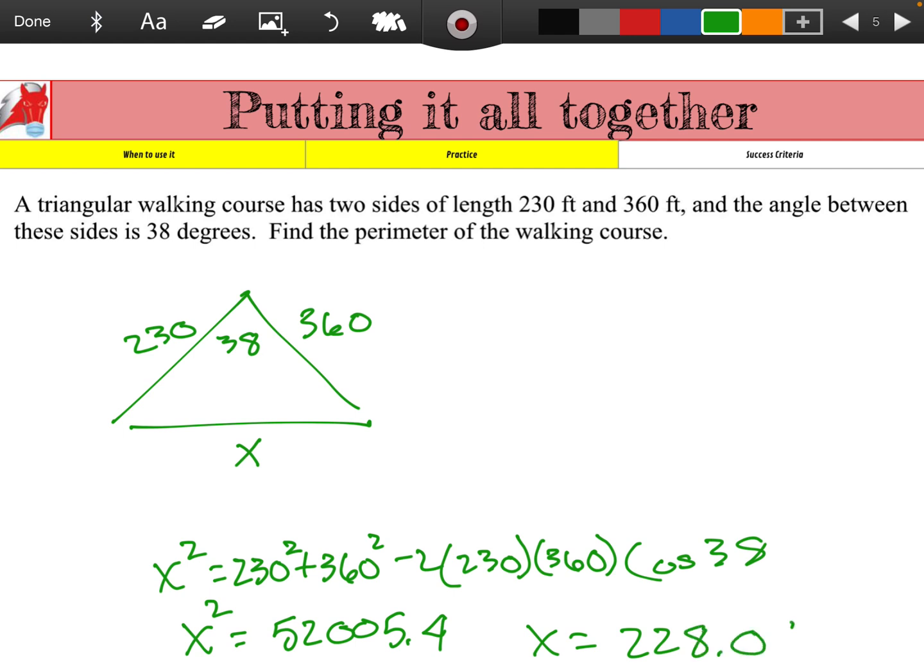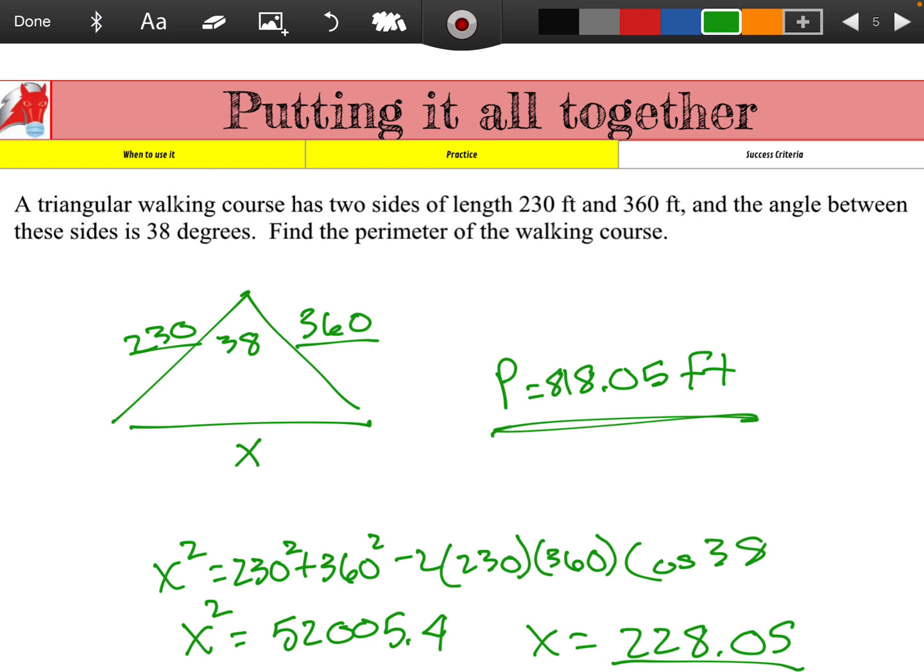228.05. Let's make it as exact as we can. So adding these together gives me the perimeter. So my total perimeter, we'll call that P, is 818.05 feet. Somebody might say, well, what if I got 818 or 818.1? Hey, totally fine. Got a little bit of range there. But you should be right in the 818 range. Okay.